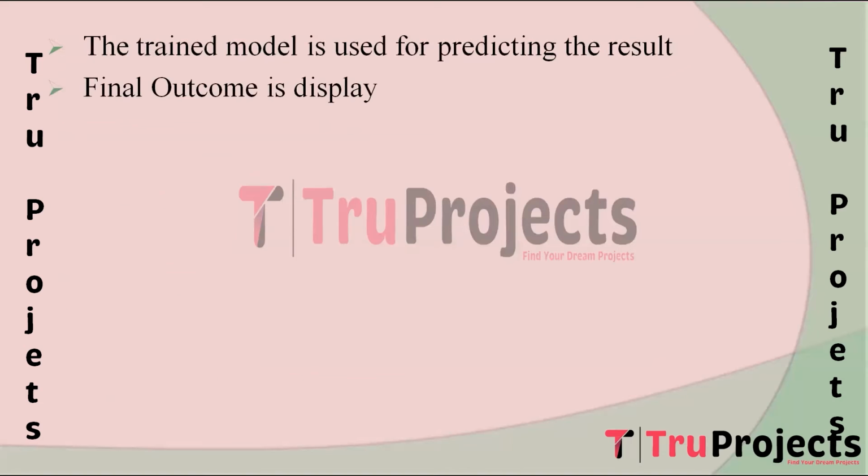Final outcome is displayed. The results generated by the trained model are presented to the project stakeholders or users. This could be in the form of graphical visualizations, reports, or numerical predictions. The final outcome provides insights into what the model predicts for future food demand.